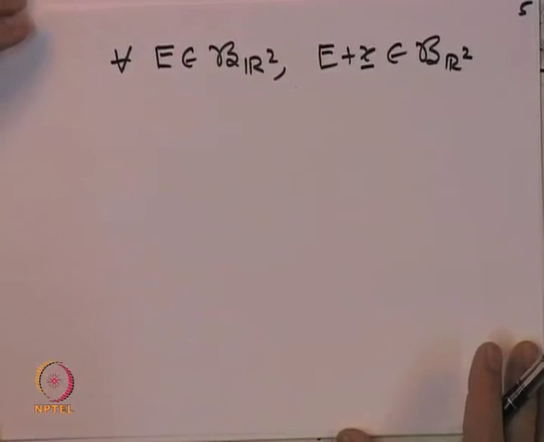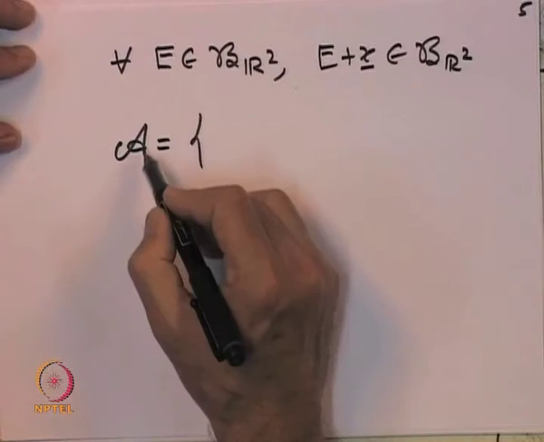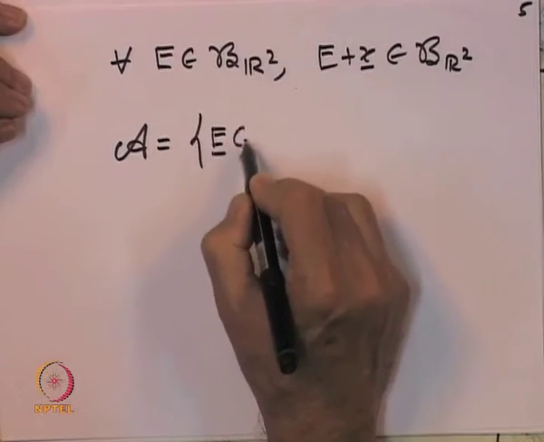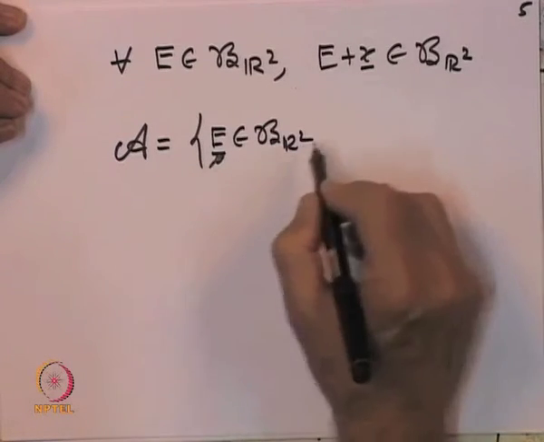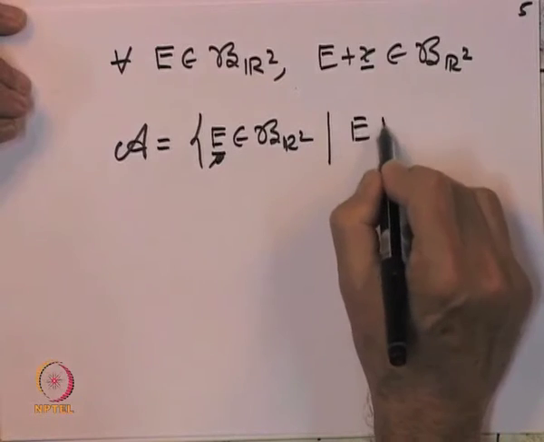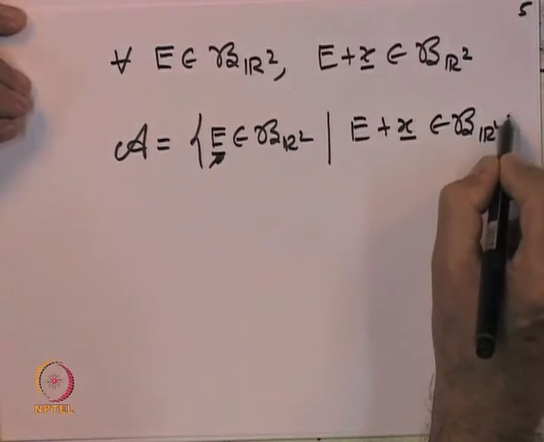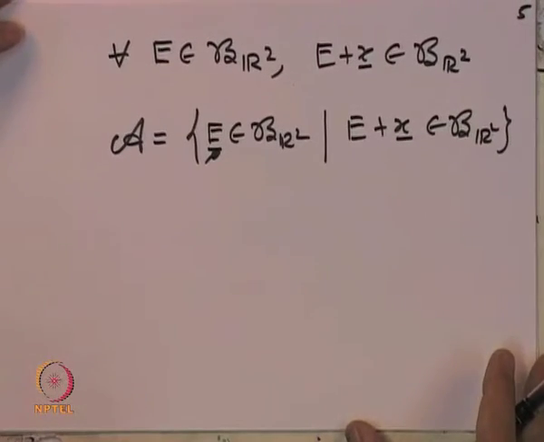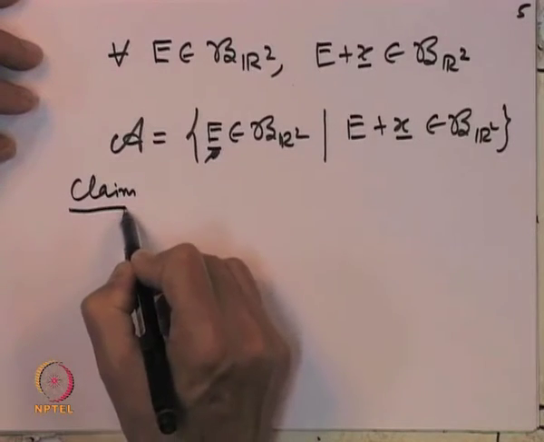So, the technique is as follows. Let us collect together all sets. Form the collection A of all those subsets E belonging to B R 2, all Borel subsets, such that the required property is true: E plus x belongs to B R 2. So, look at all sets having this property. That is a sigma algebra technique.